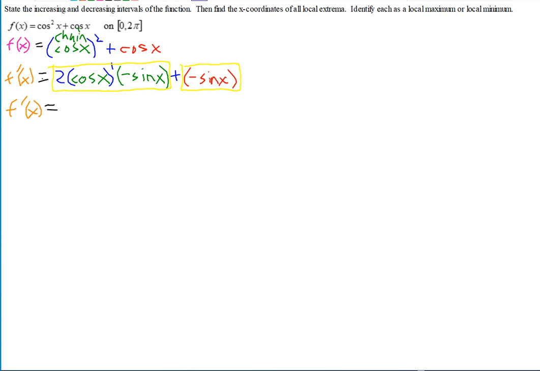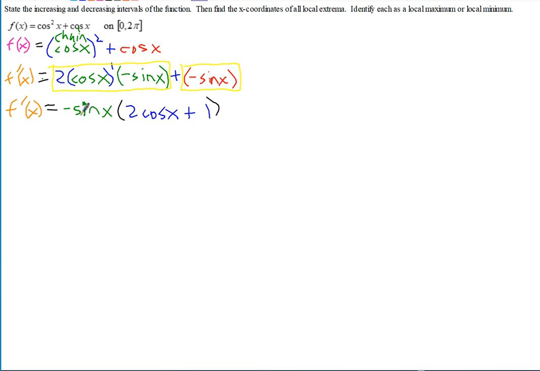So if we take out the negative sine x as our GCF, then let's see what we have left. So we've got 2 cosine x plus, since we took out the negative, and then since we took everything out, you still need a 1 to hold the place there. So now to see what makes this 0, one of these has to be 0.